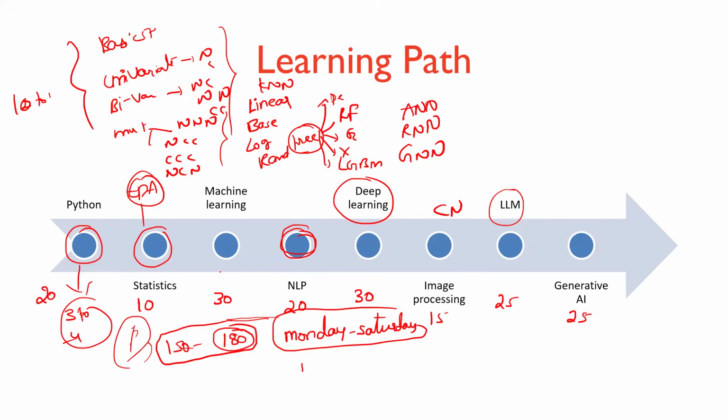You need to do 1 more project. Machine learning, I'll give 3 projects. NLP, 2 projects. Deep learning, 2 projects. Image processing, 1 project. LLM, 2 projects. Generative AI, 2 projects. Around 18 projects will be covered in this course, after every topic.